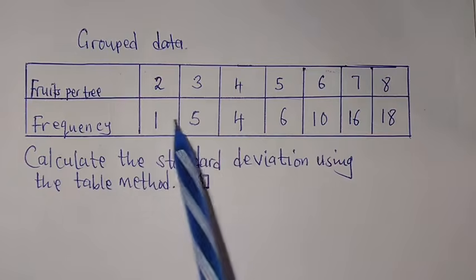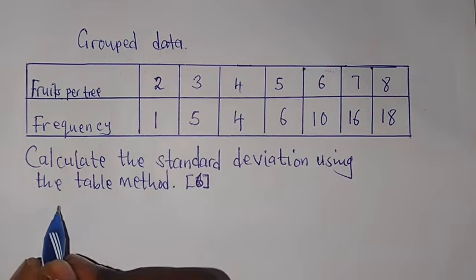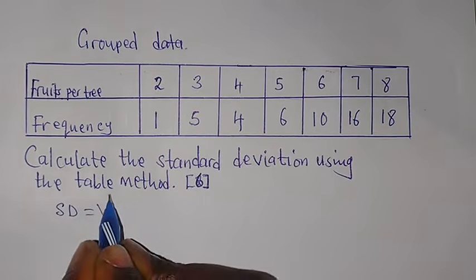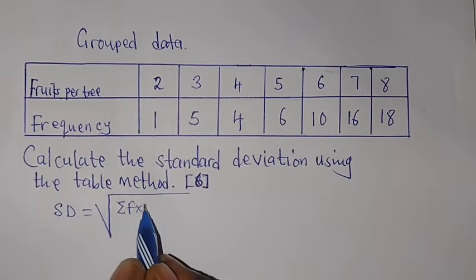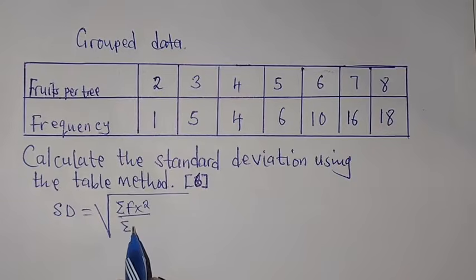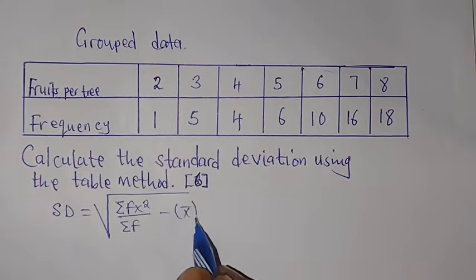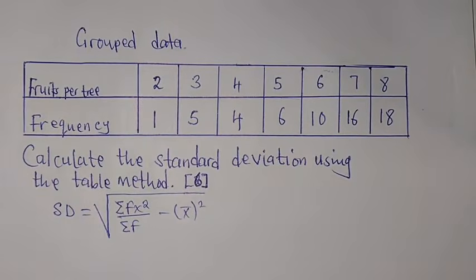So this type of data that we have, this is grouped data. If it's grouped data, we can normally use this formula. Standard deviation is equal to the square root of summation of fx squared divided by summation of f minus the mean squared. So this is the formula that we are going to use.